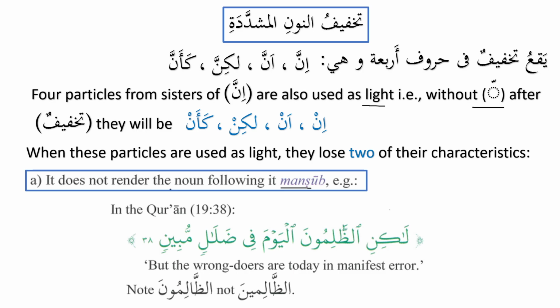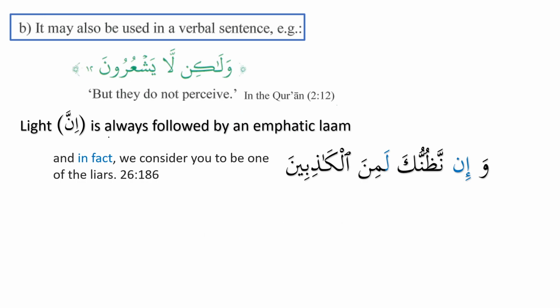So the function it performs is basically like a conjunction, though the meaning will be the same. And the second thing: it may also be used in a verbal sentence. Inna wa akhawatuha are not used with the verbal sentence, but this one can be. Walakin la yash'urun. As we know yash'urun is a verb: but they do not perceive, in the Quran. So this is one thing that we need to remember.